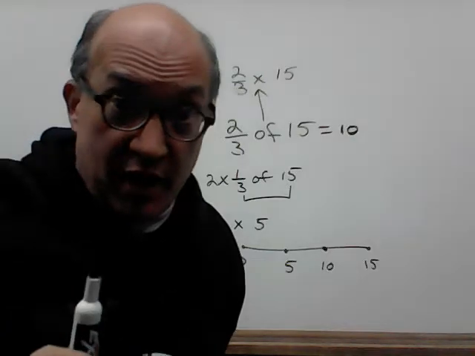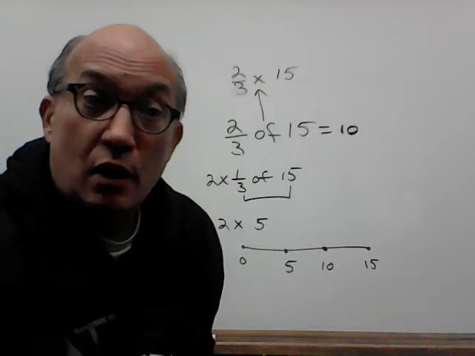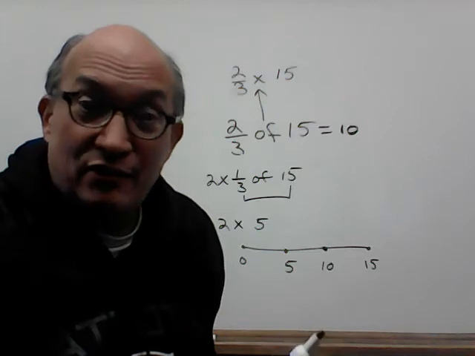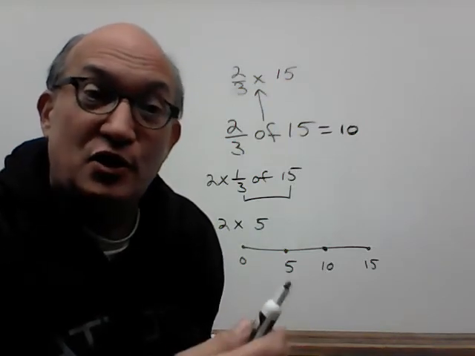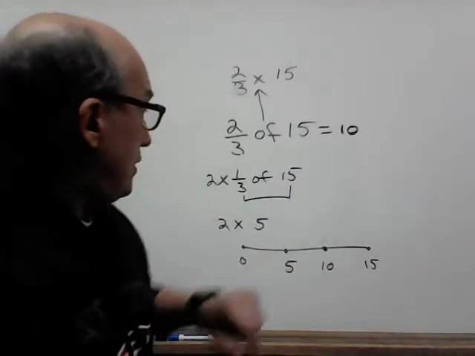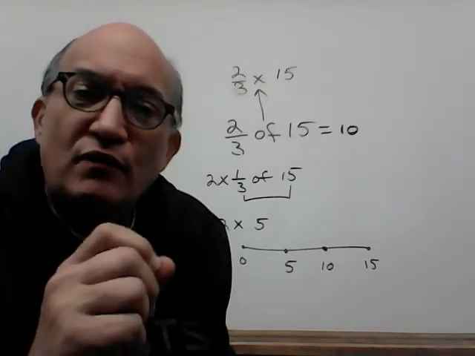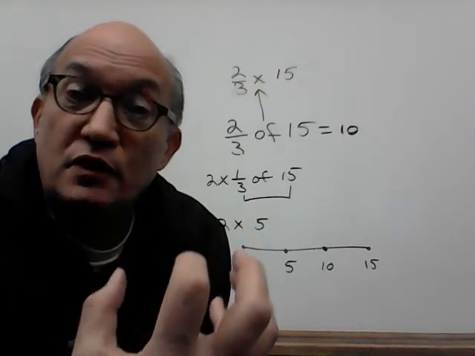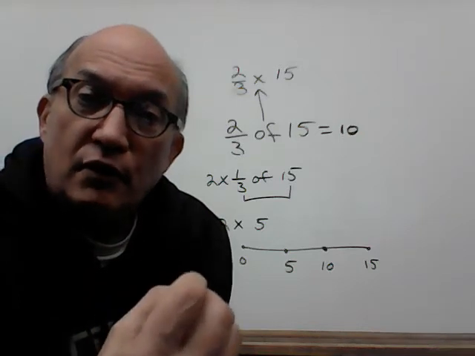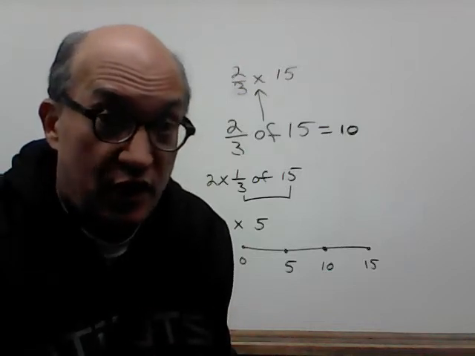So let's continue to keep that in mind. Of and times, same thing. 1/3 of 15 is 5, so 2/3 of 15 is twice as much as 5. 2/3 is twice as much as 1/3, so if 1/3 of 15 is 5, then 2/3 of 15 is 2 times 5, or 10. Now, why is 1/3 of 15 5? Because the denominator of the fraction serves the function of division. We're multiplying here, but the denominator of the fraction has a division type of effect on the numbers.